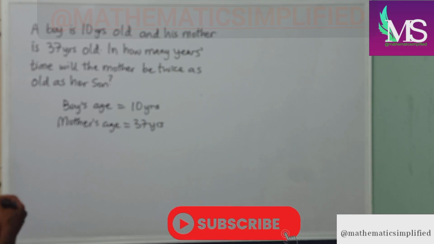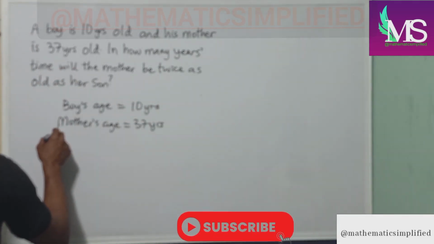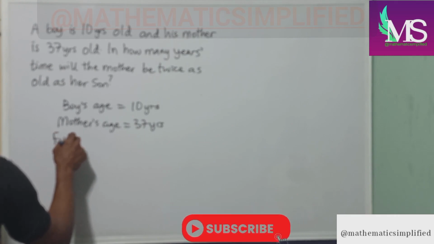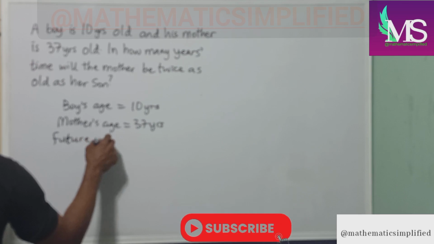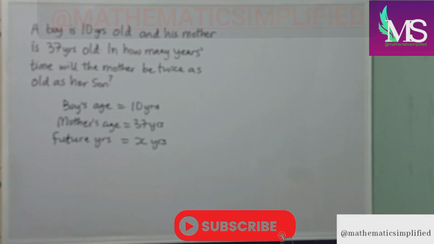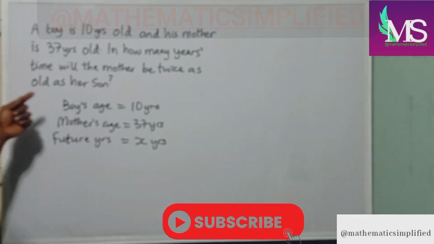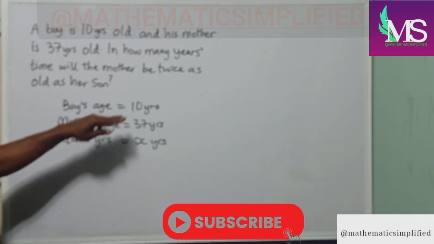Now, in how many years' time, let the future years be x. Future years equals x years. Now, if the future years is x years, now we are going to add this x to both parties.